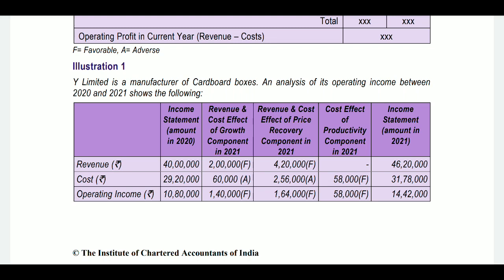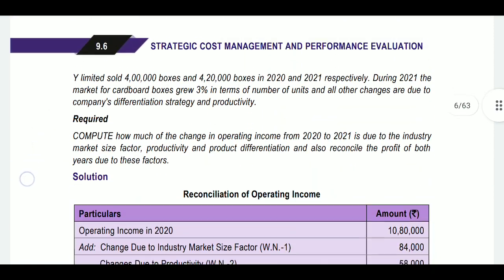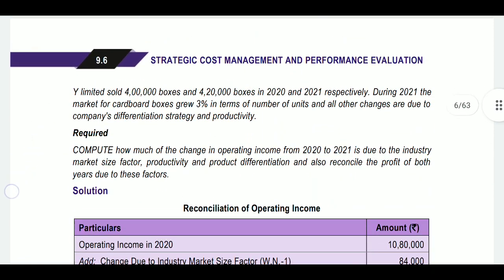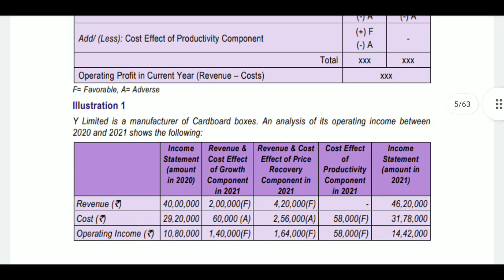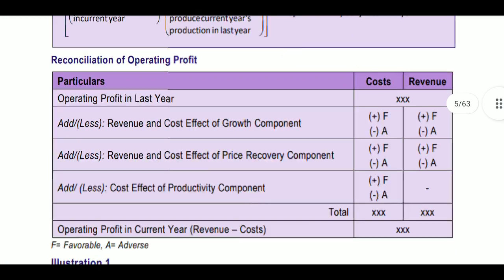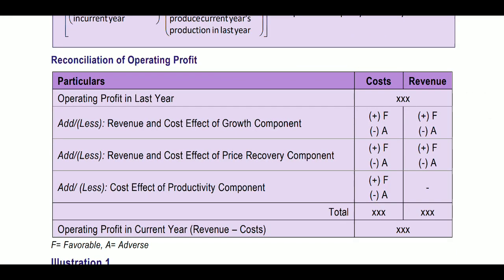Okay, first revenue was provided. For revenue, what can we do now? First, we see what the question requires. What is required? Compute how much of the change in operating income for 2021 is due to the industry market size factors, productivity and product differentiation, and also reconcile the profit of both the years due to these factors. So we are required to prepare the reconciliation. Already we know this is the reconciliation statement of operating income.